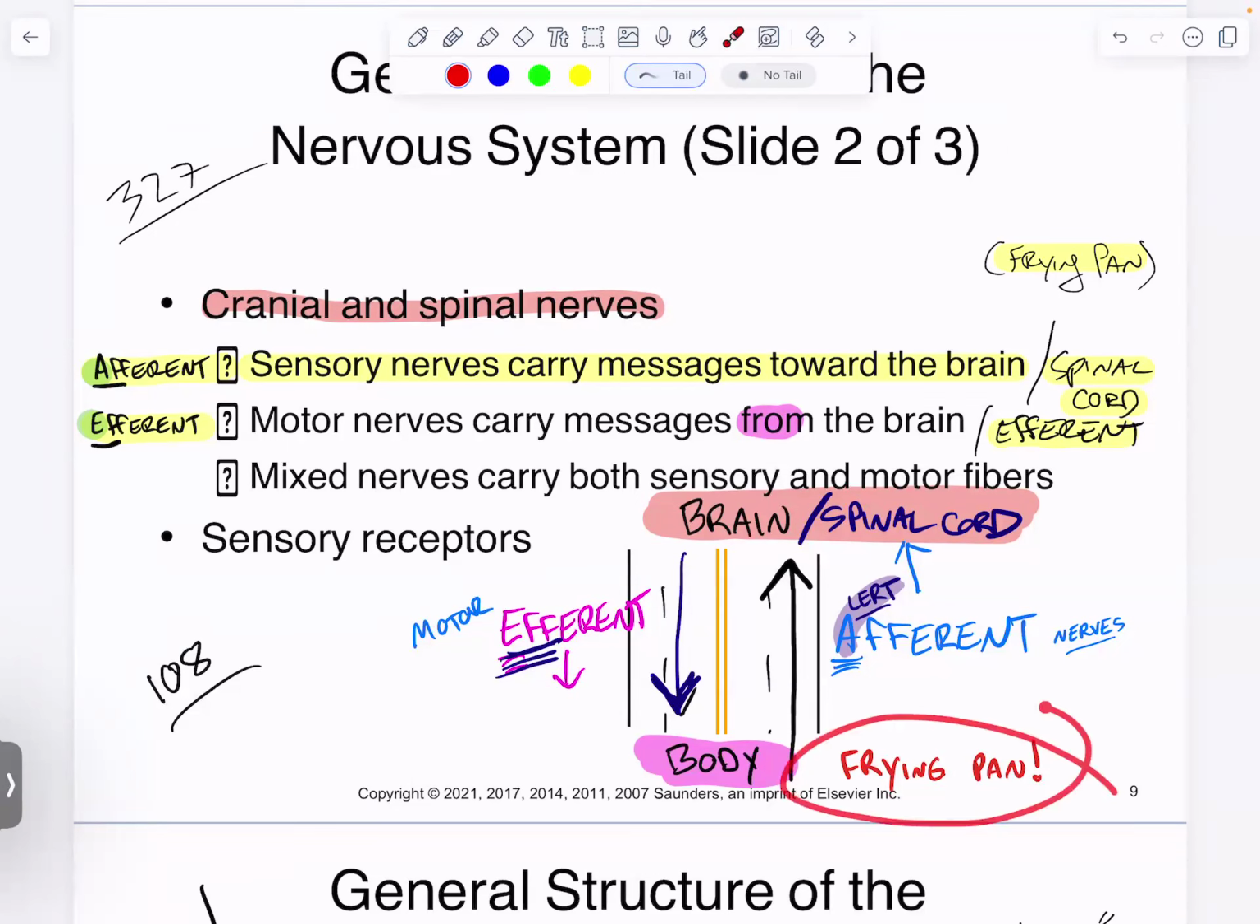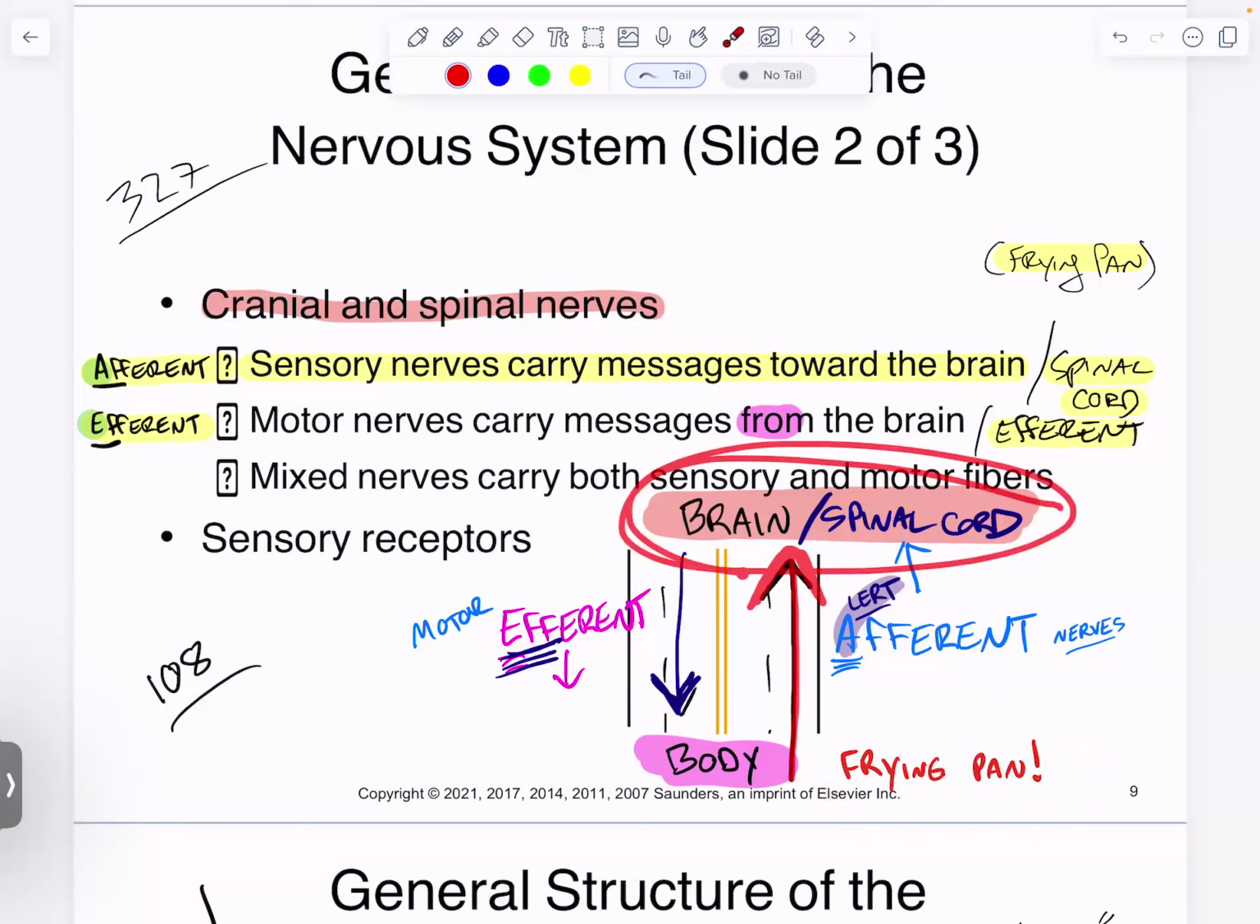You touch the frying pan. Look over here. What's going to happen? You touch the frying pan. We got some major sensory information that needs to be sent to the brain and spinal cord. Now, what are these two bad dudes going to do with that information? They're going to take the motor nerves, efferent, and inform the body what to do because of it. Move your hand, right? The brain is like, Mayday, Mayday, let's go.